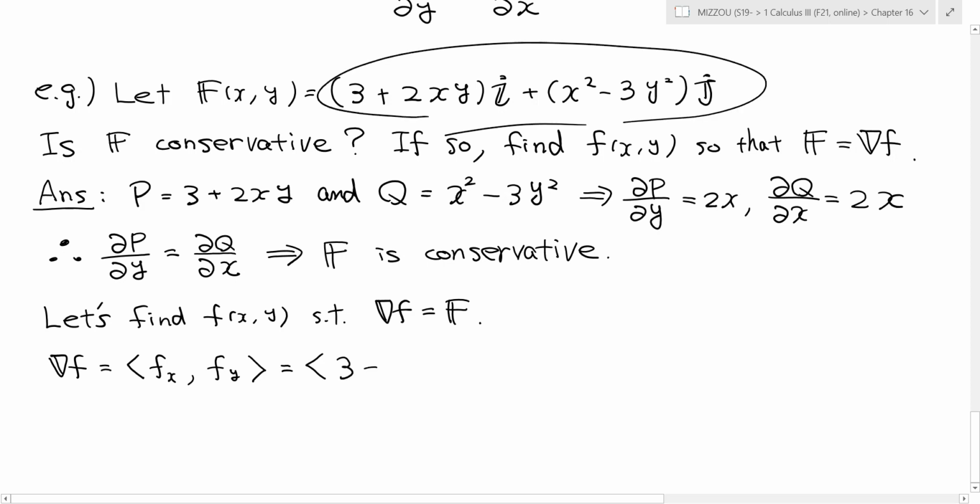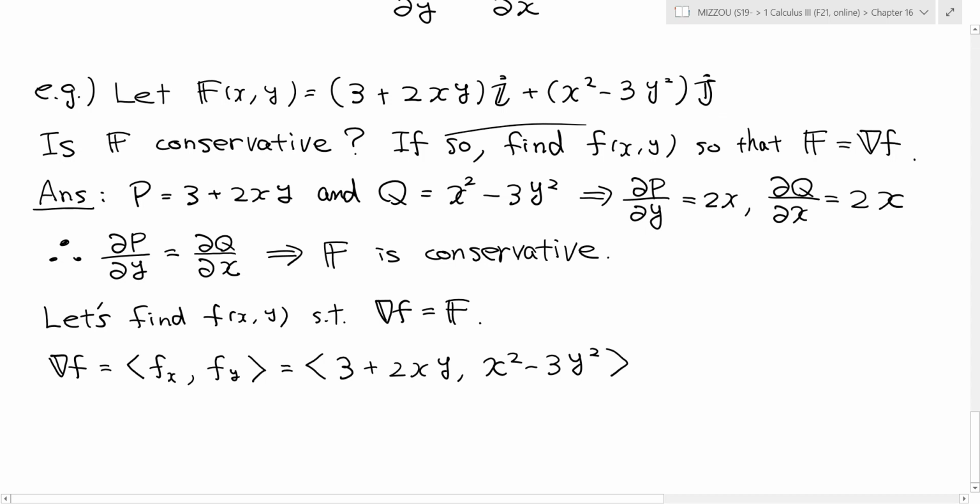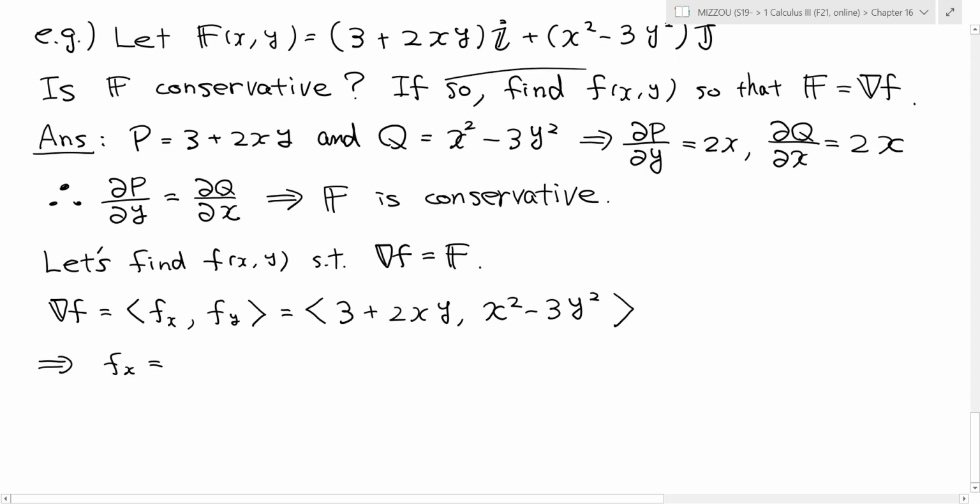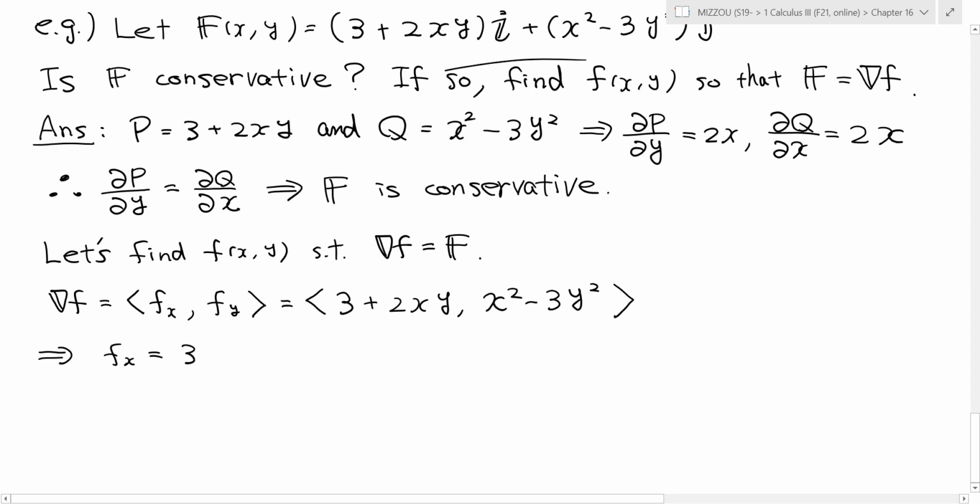So that means the x component is 3 plus 2xy and the y component is x squared minus 3y squared. Okay, so from this, we obtain those two equalities. The partial derivative of f with respect to x is 3 plus 2xy. And f sub y, partial f partial y, is the y component here. Okay, then now what? Well, let's look at the first one of those.